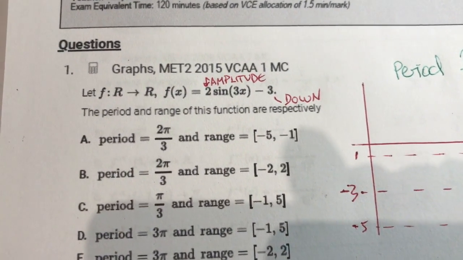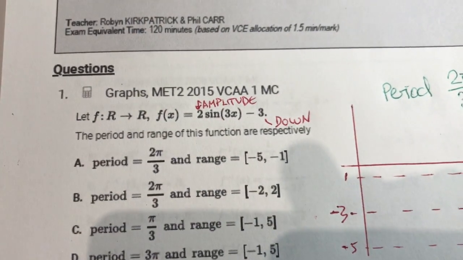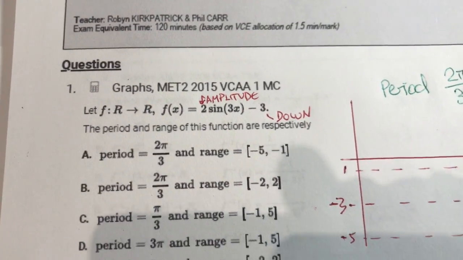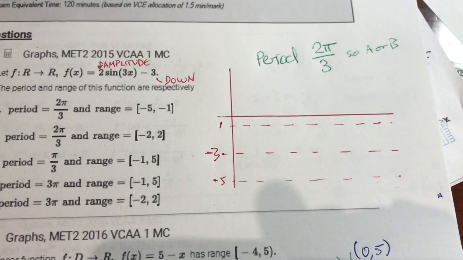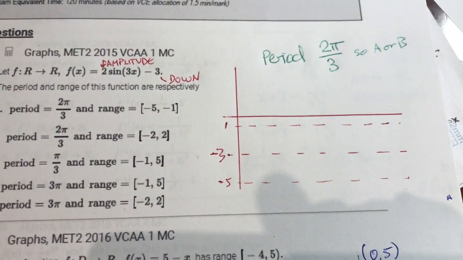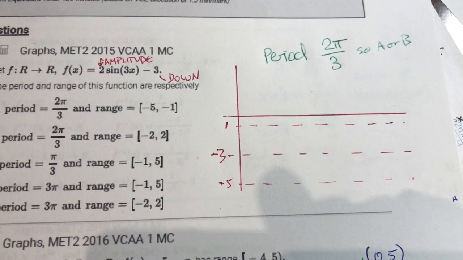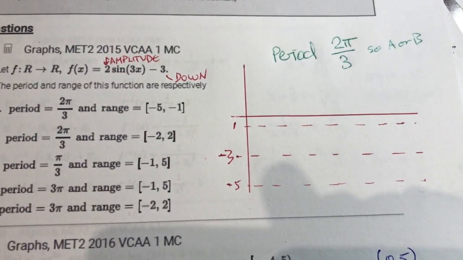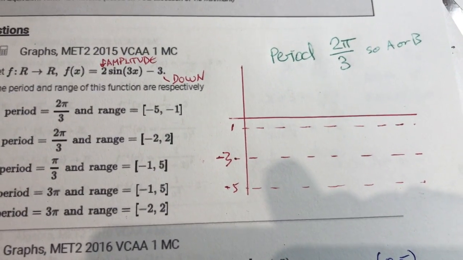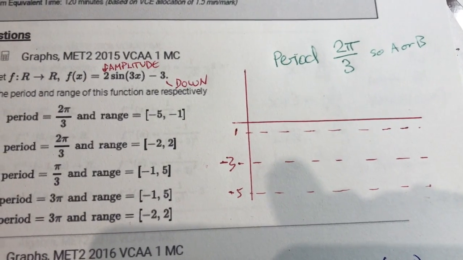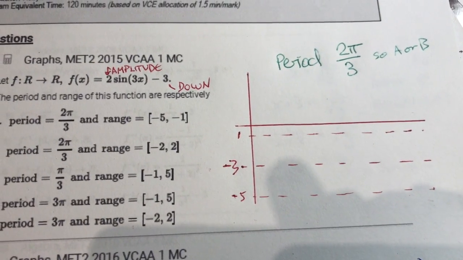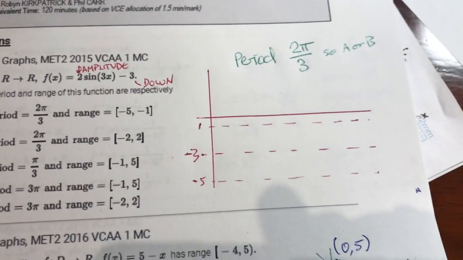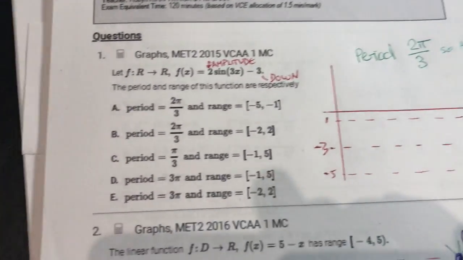So we've got this first one, a sine graph. We've got amplitude, we've got a downshift. So it's fairly easy to see that that's going to be contained between 1 and -5. So we only have to worry about the period, which is 2 pi divided by your n value of 3. And so we get the correct answer of A.